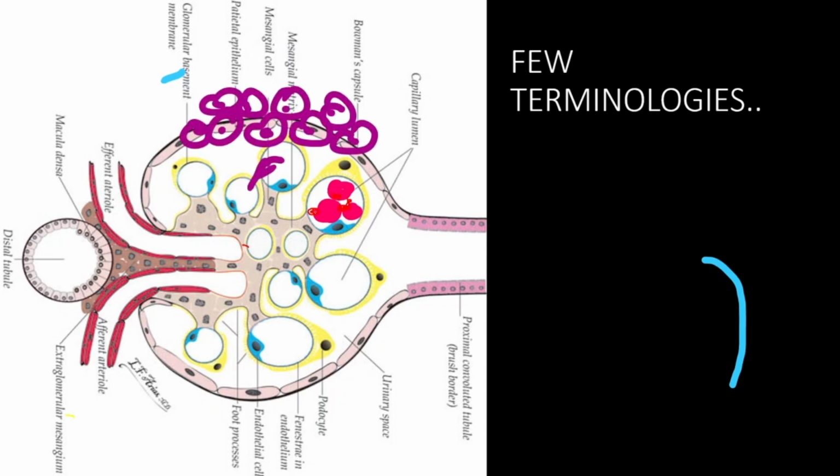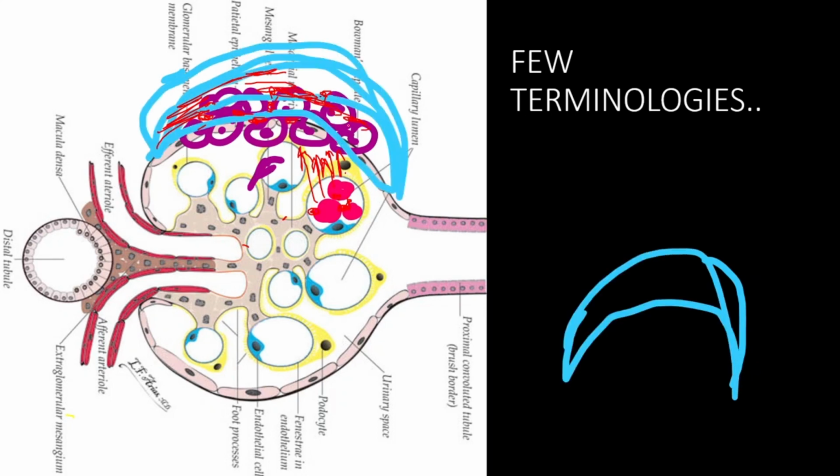Another one is this: suppose there is a break in the capillary loop and the white blood cells or inflammatory cells go outside and deposit there. This is called extracapillary proliferation. Because of the cytokines and interleukins, more cells will be attracted and more fibrin will be deposited. This gives a crescent-shaped or moon-shaped appearance. This is called a crescent. Parietal epithelial cells might proliferate along with the inflammatory cells to form the crescent. These are a few terminologies you should be aware of.